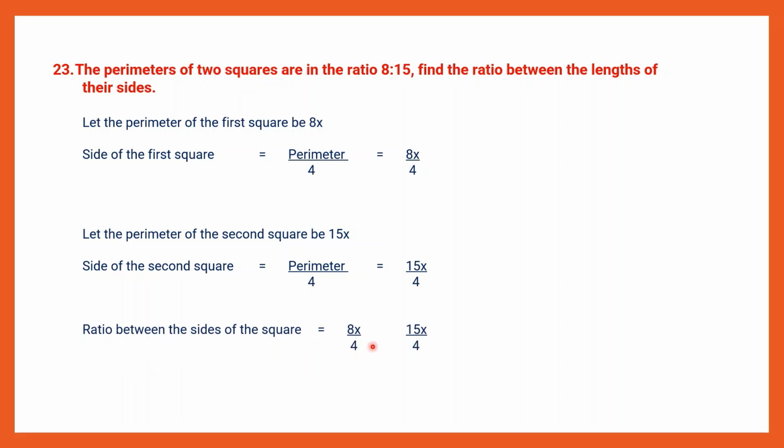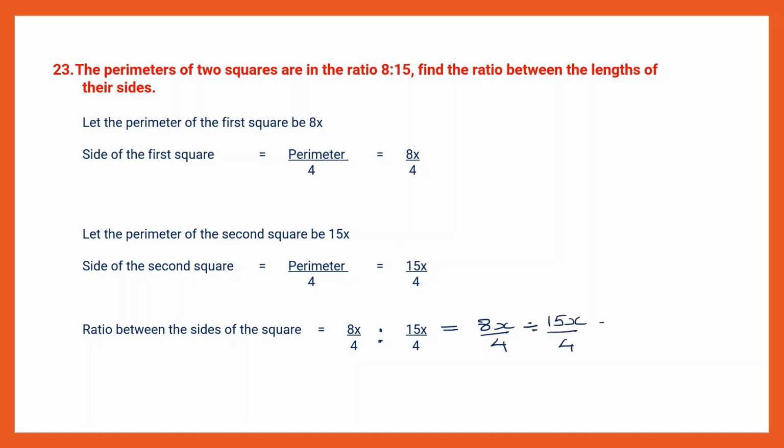Then, now the ratio between the two sides of the square. The first side is 8x by 4. We have just written it here. The second side is 15x by 4, which we have written here. And this is the ratio between the two. Now we can write this as division. So 8x by 4 divided by 15x by 4.